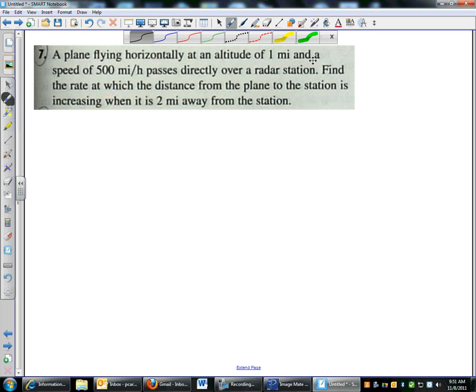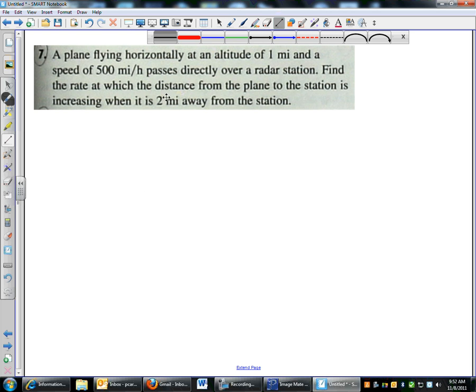A plane is flying at an altitude of 1 mile at a speed of this. It flies over a radar station. And we want the rate the distance from the plane to the station is changing. Is that like diagonal distance? Yeah, that would be. So you use like the hypotenuse. So let's see.